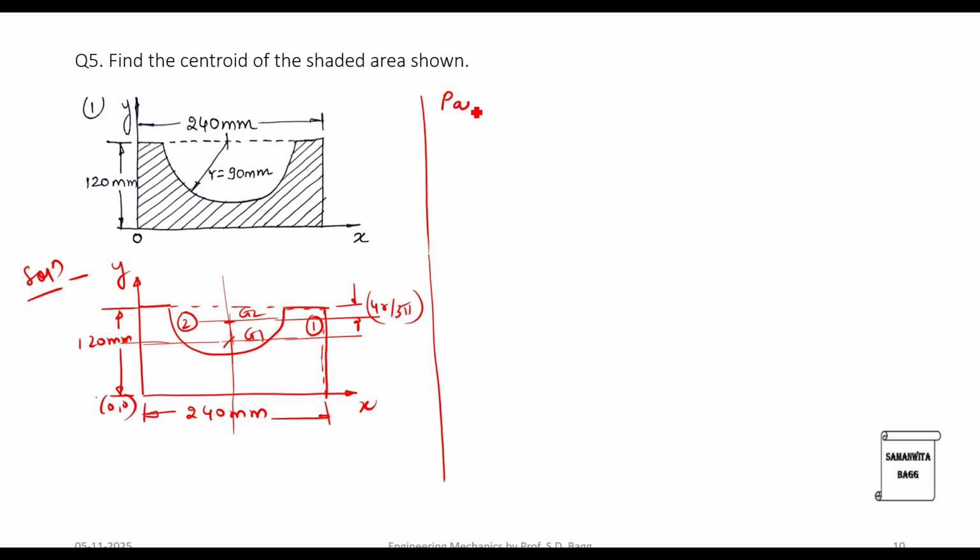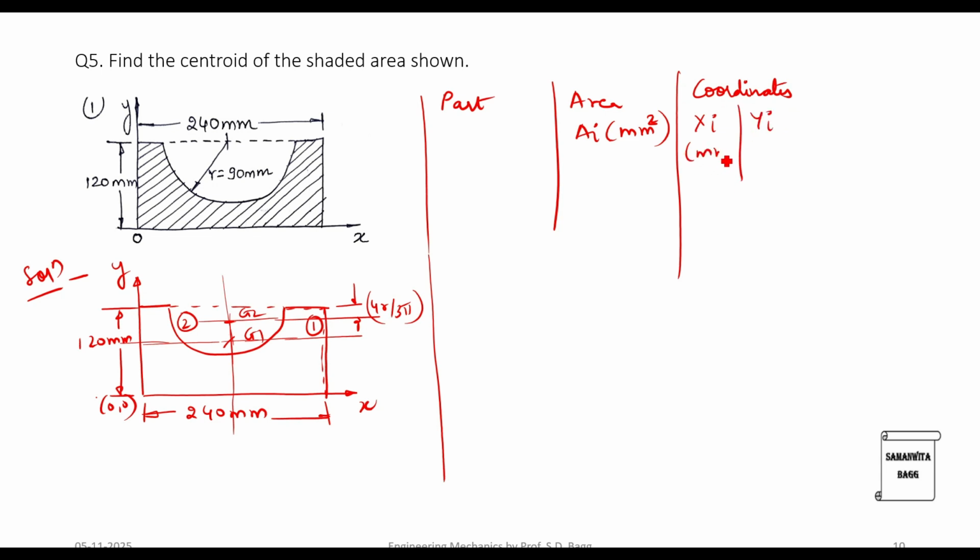The first column is of the part. Second column is of the area of the part. Ai is in mm square. You can see here the unit is given in mm. Next we have the coordinates. Xi and yi, both will be in mm. Then we have to calculate ai xi and ai yi, both will be in mm cube.